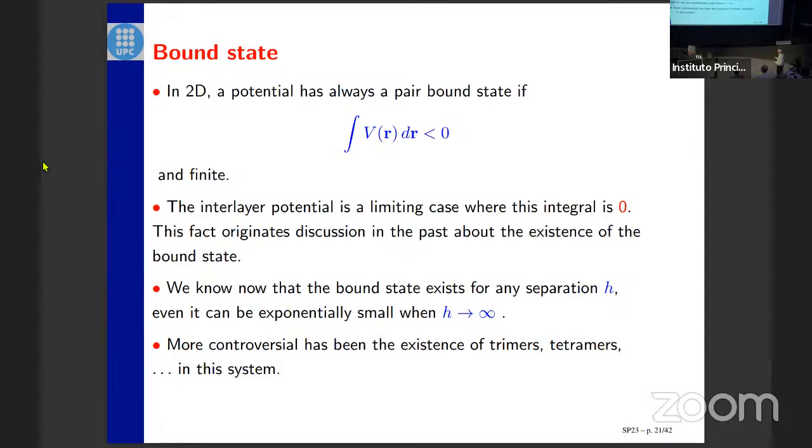So in the past, there were several papers arguing that there was no bound state in the system between up and down. What we have proved is that this is not true. There is always a bound state. Of course, depending on the separation, this could be exponentially small. But if the separation is not large, we have a bound state. And even more controversial was the fact that there could be trimers, tetramers, et cetera, in the system.